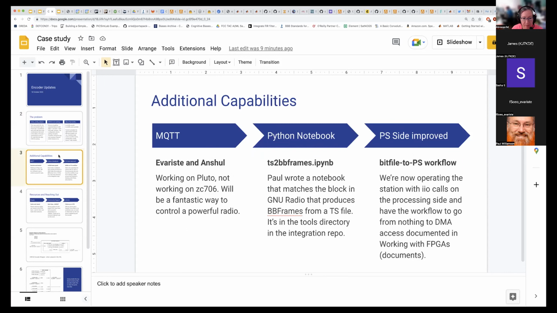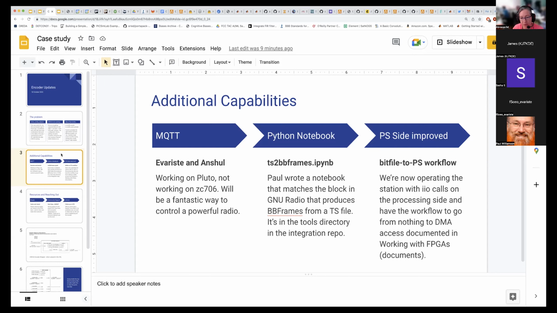We have some additional capabilities. The MQTT approach from Everest and Anshul is working on the Pluto, but not yet working on the ZC706. This will be a really powerful way to do things when it's working for everything. We do have a Python notebook that takes a TS file, or transport stream file. Generally, you can assume that this is MPEG. Eventually, we're going to do GSE, the generic stream encapsulation, but right now we're working with TS files because the receivers are more plentiful, easier to test.